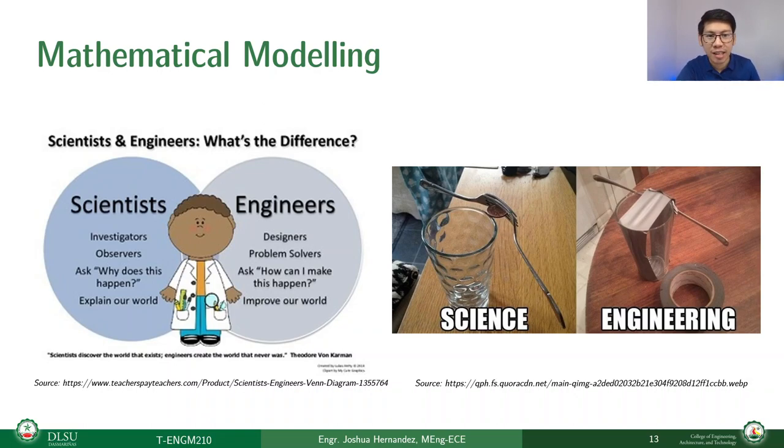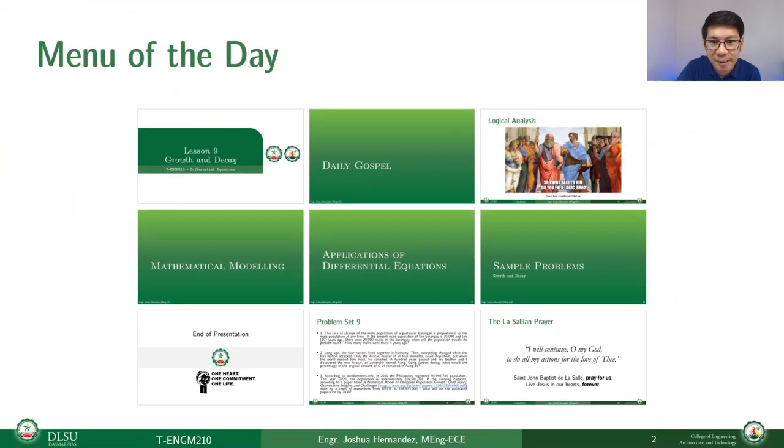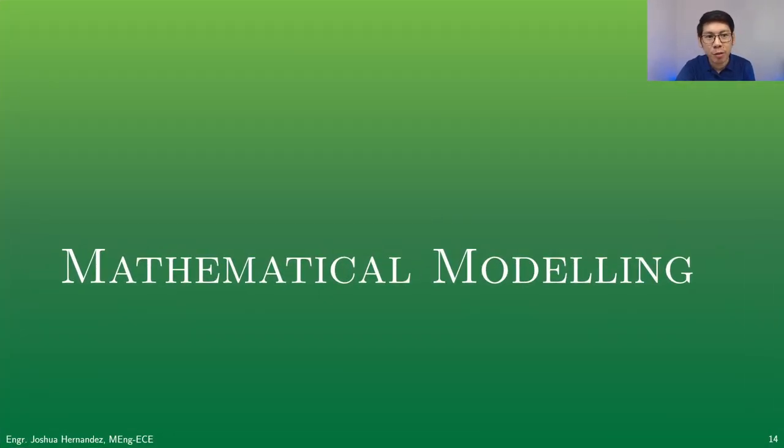So as you can see on our graph below, I saw this very nice quote from Theodore von Karman. What is the difference between a scientist and an engineer? Theodore von Karman said, scientists discover the world that exists, but engineers create the world that never was. As you can see as well in the meme on the right, science seeks to discover how it works. Engineering makes it work, on a pragmatic level. Now, let's talk about mathematical modeling.